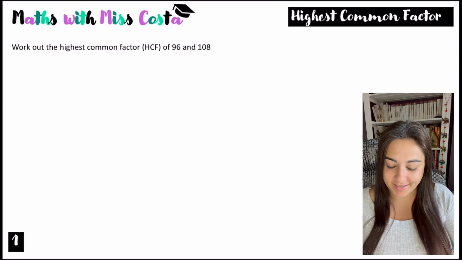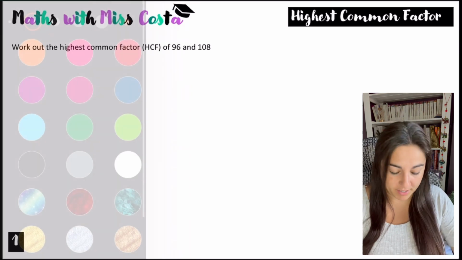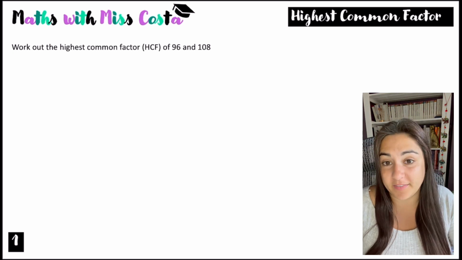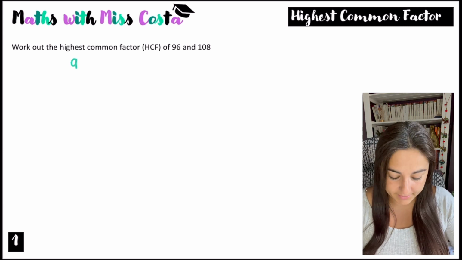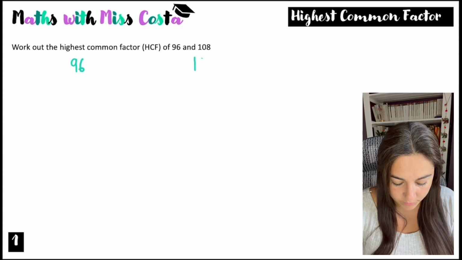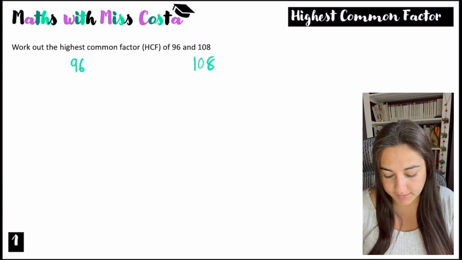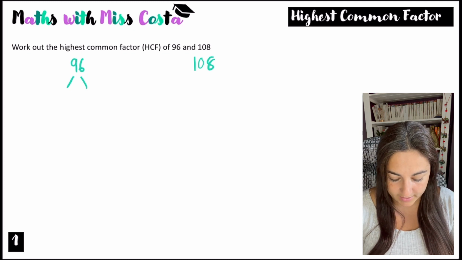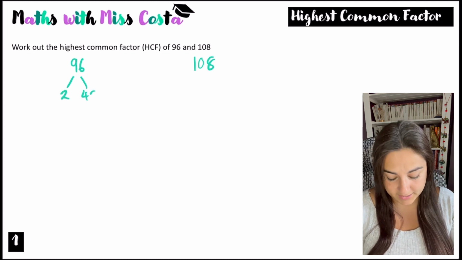Okay, so highest common factor. Now there are quite a few ways you can do this, but I'm going to show you the Venn diagram way, because the next question you're being asked to work out the lowest common multiple of the same set of numbers. So what do I do for the Venn diagram method? I use my product of primes. So I do myself a little factor tree. So I say to myself, what two numbers multiply to make 96?